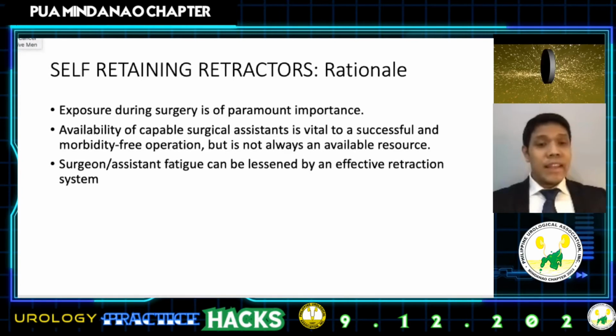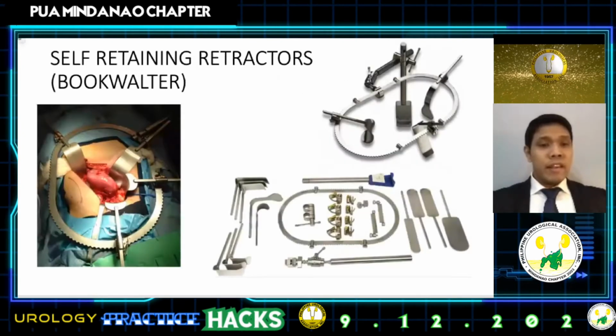Aside from providing excellent exposure of the surgical field, you are able to channel your manpower to actual assisting and not just retracting for you. The luxury of having multiple surgical assists is not always present, and special retractors can eliminate this need. So this is a Bookwalter retraction system. It's commonly used for kidney transplant, but definitely is effective in almost any type of urologic cancer surgery.